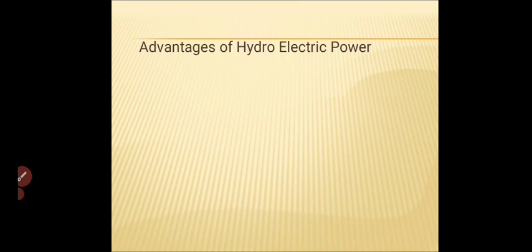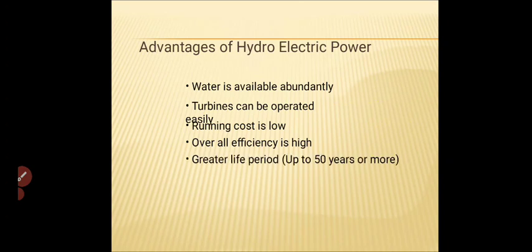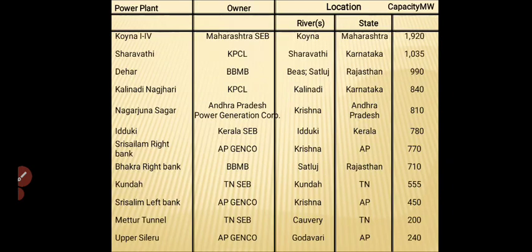Now we will discuss the advantages of hydroelectric power. Water is available abundantly, that means it is available everywhere. Turbines can be operated easily, running cost is low, overall efficiency is high, generator life is long, up to 50 years, and environmental pollution is less. These are the power plants located in India.